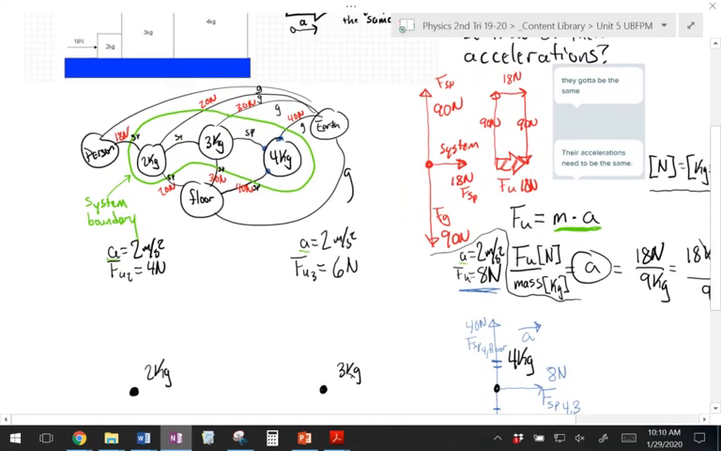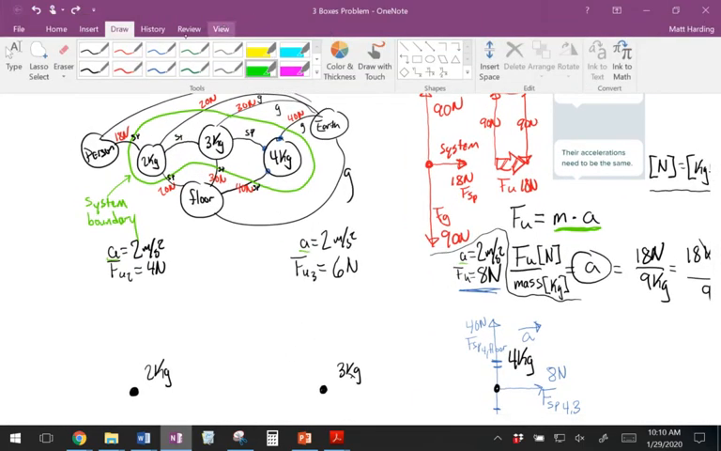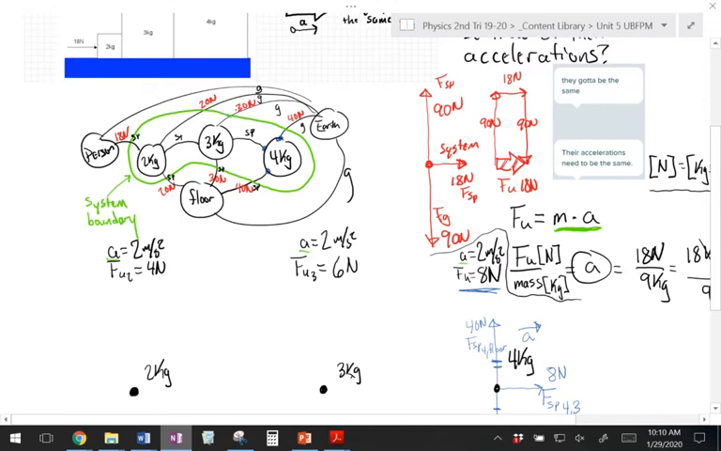Now, that was the easy part, right? But watch this. Now I can go into my system schema, and if I know the 4 experiences an 8 Newton smoosh push from the 3, I can label this. Hey, gang, this is the real utility of the system schema. You're welcome. I know that this interaction is 8 newtons.